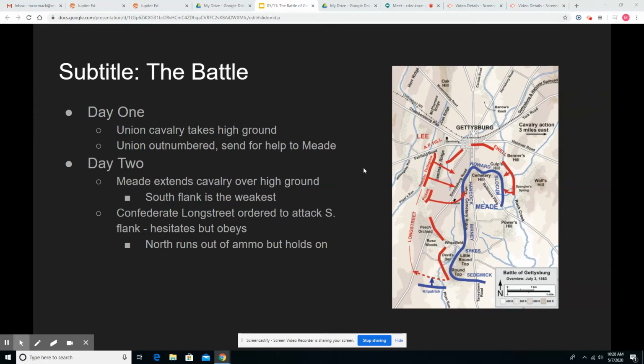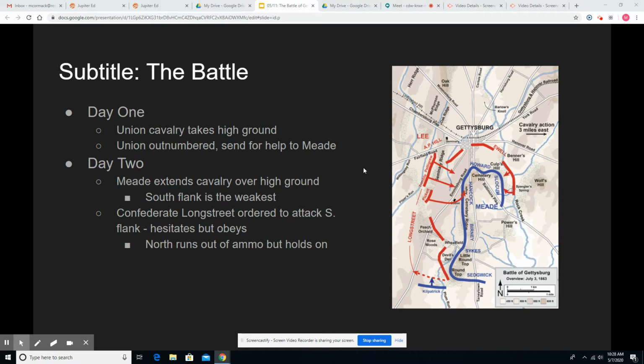So our next subtitle is the battle itself. This battle, again, goes on for 3 days, July 1st through 3rd. So we're going to break it up into what kind of happened on those 3 days. Now, the battle takes place across all of them, but the actual crucial day is going to be on day 3. So let's start with day 1.